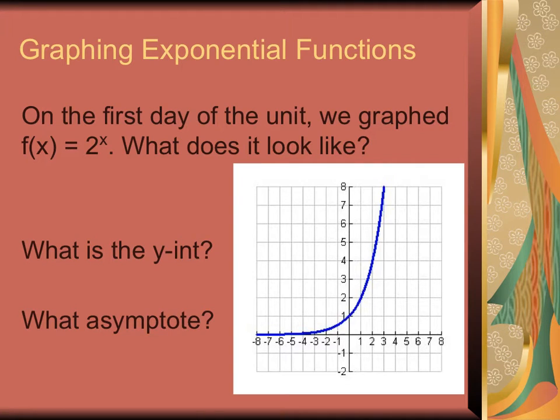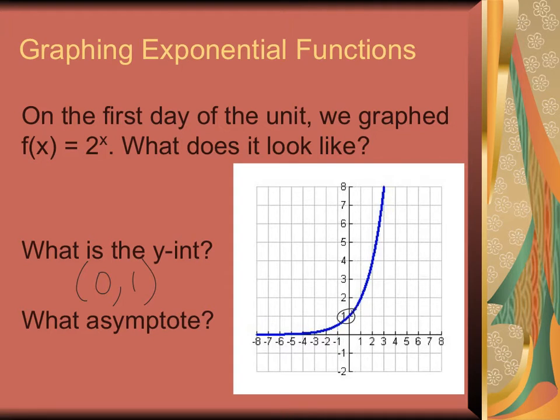So we're going to get into graphing exponential functions a bit more now. And on the first day, we graphed y equals 2 to the x, or f of x equals 2 to the x. Remember, y and f of x, same thing, different notation. So what was our y-intercept? Well, our y-intercept was (0, 1). That's where it's crossing the y-axis.